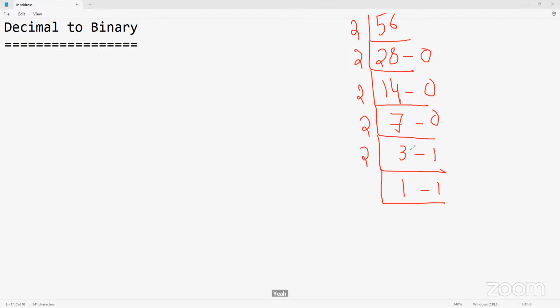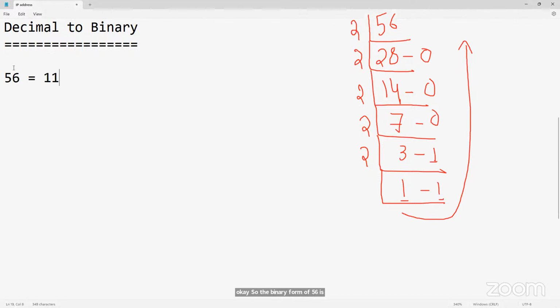Okay, so from here, you go backwards. So when I say go backwards, first 1, 1, 1, 3 zeros. So the binary form of 56 is 1, 1, 1, 0, 0, 0. Anyone has any doubts on the conversion?